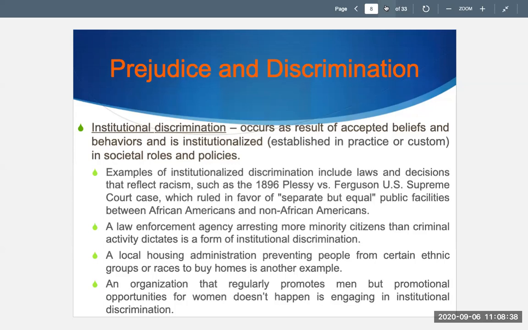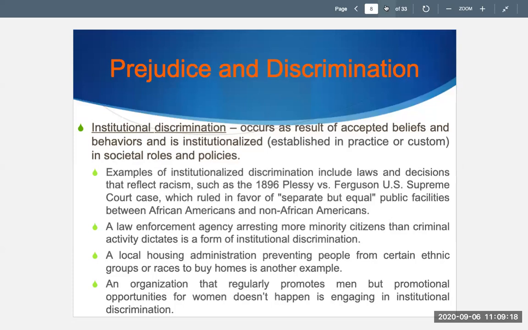Another example of institutional discrimination might be a law enforcement agency that arrests more minority citizens than criminal activity dictates. That would be another form of institutional discrimination. A local housing administrator that prevents people from certain ethnic groups or races to buy homes is another example. For a number of years in our country, there was a practice called redlining, where you literally would create barriers and obstacles for people of color to be able to purchase homes in neighborhoods that had been determined to be non-minority neighborhoods.